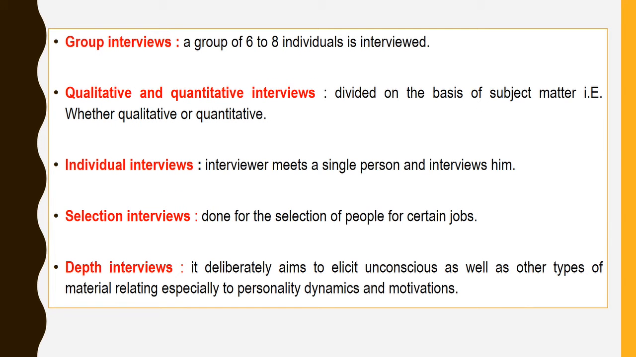And the group interviews, which is also called the GD, you are taking more than 6 or 8 people together and asking some questions or discussing some topic, so this is called a group interview. And the qualitative and the quantitative interviews basically depend on the viva types. If you are taking viva questions, they can ask qualitative questions, or they can ask quantitative questions. So this type of interview is called qualitative and quantitative interviews.